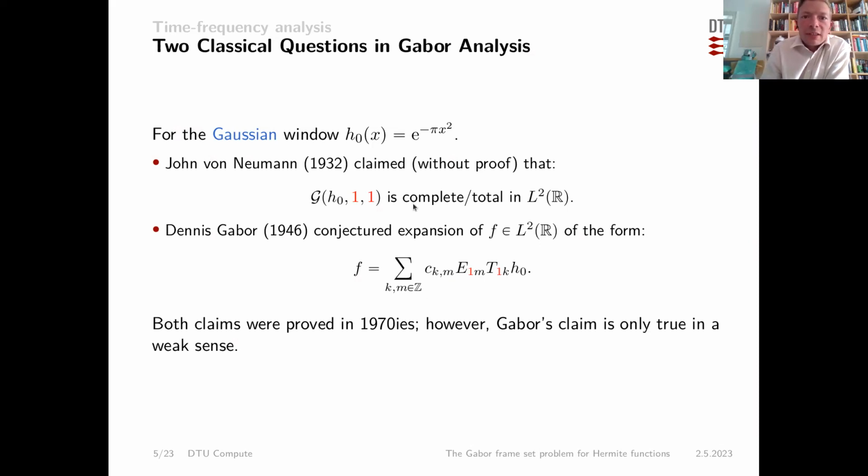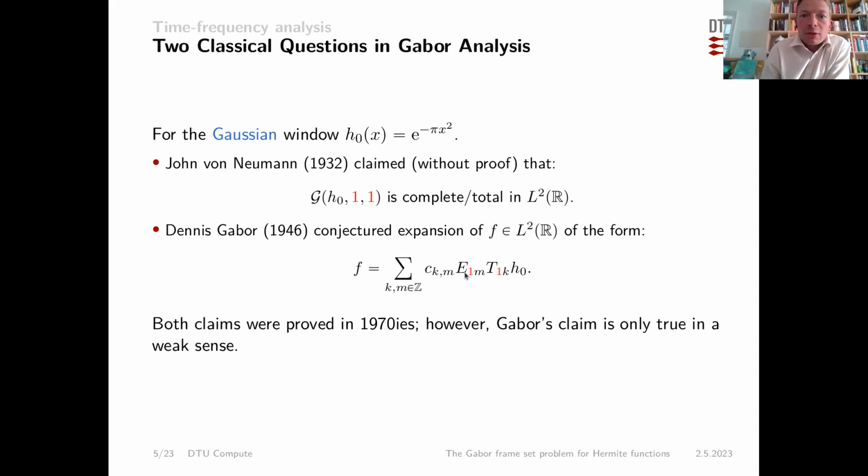So there are two classical questions in Gabor analysis that are related with the talk today. The one is about completeness or totality of a system, and the other one is about the expansion property. So here it's for the Gaussian window, I call it H0. Neumann claimed that the Gabor system generated by the function H0 with A and B equal to 1 is total in L2. And Dennis Gabor conjectured that you have a frame expansion of the same system.